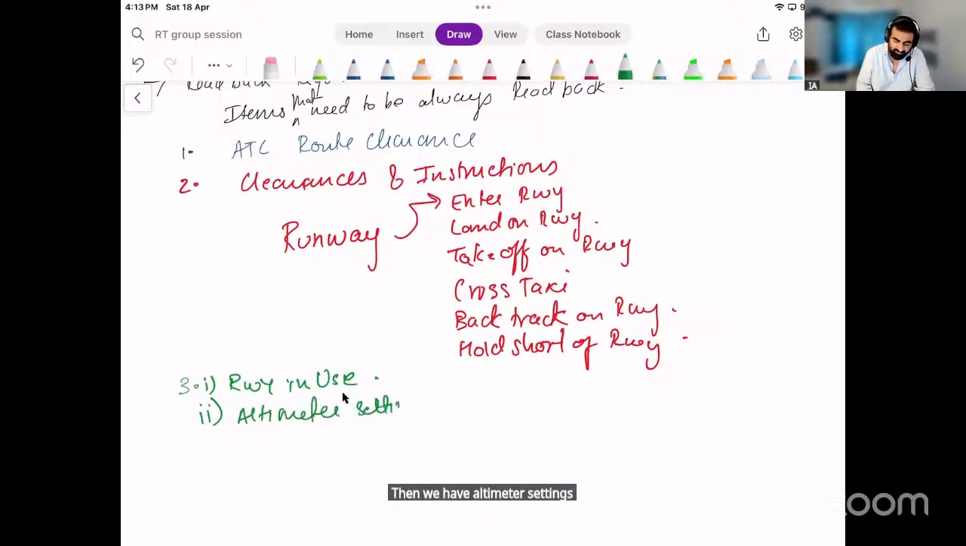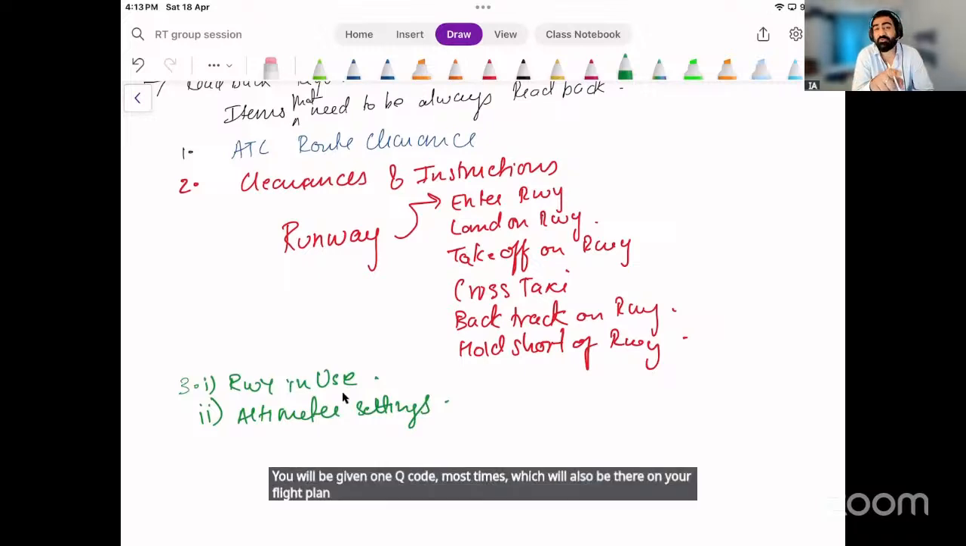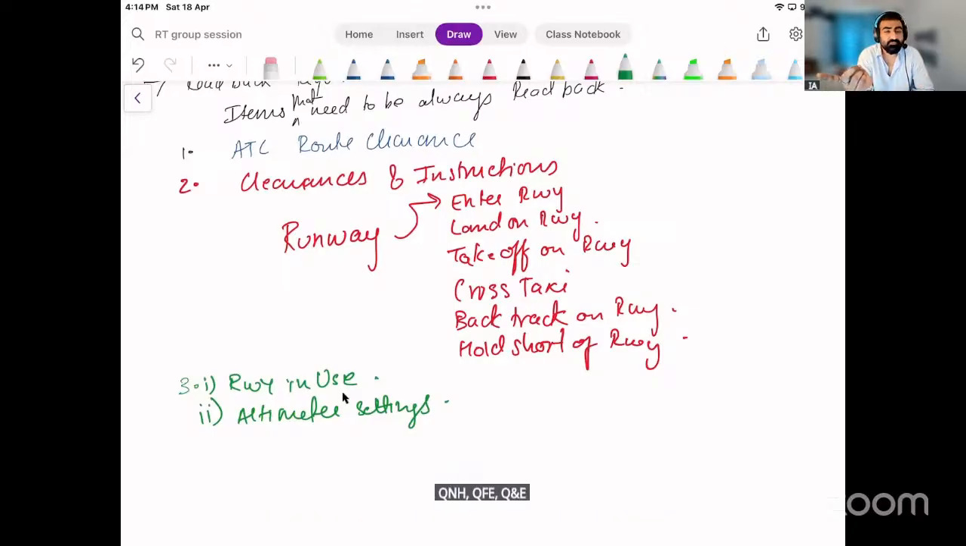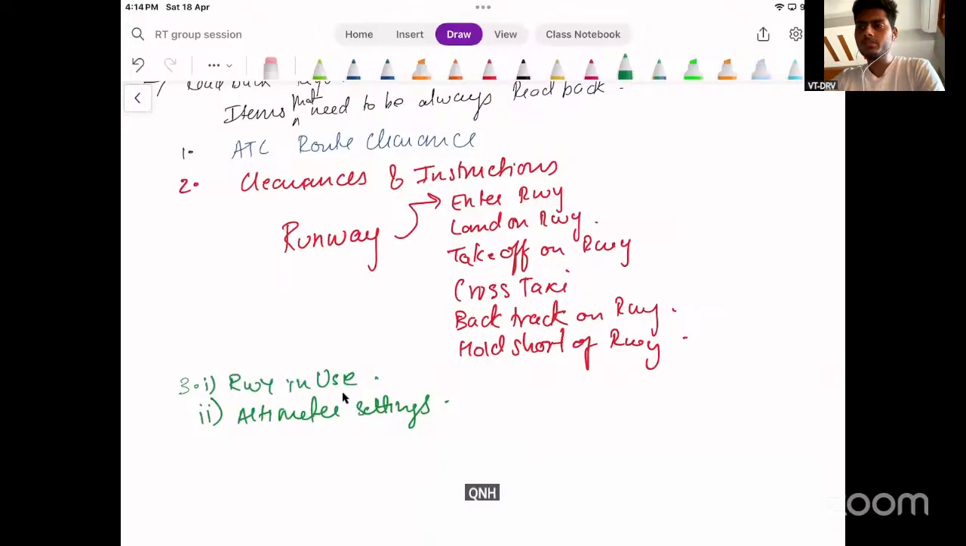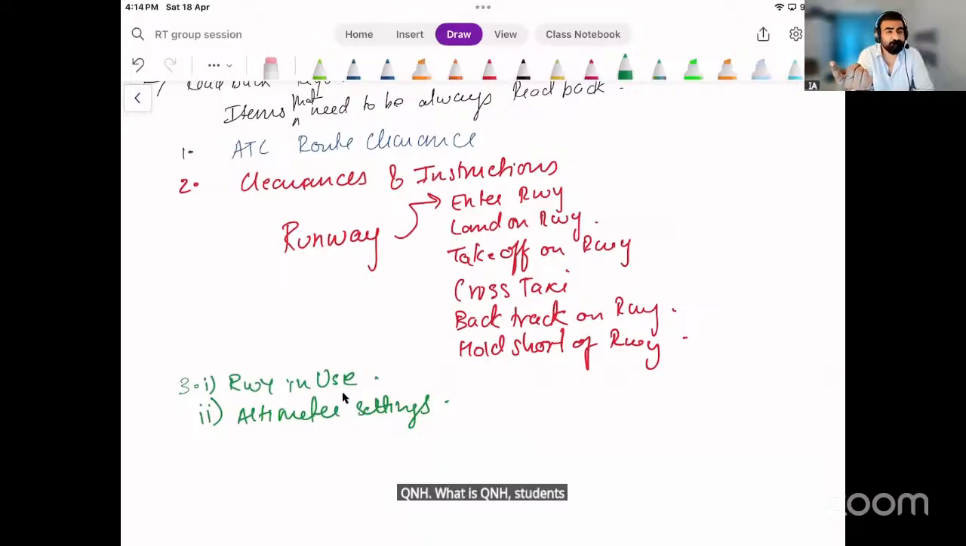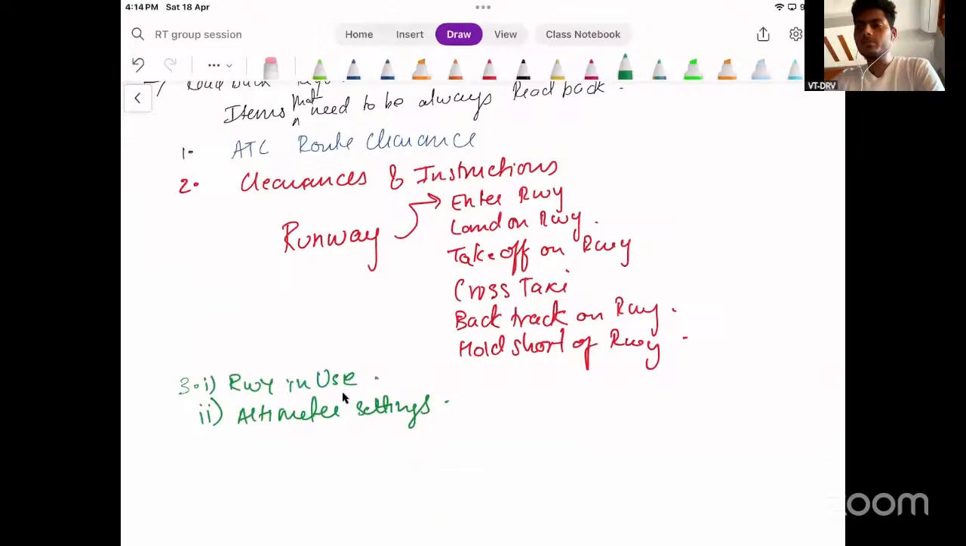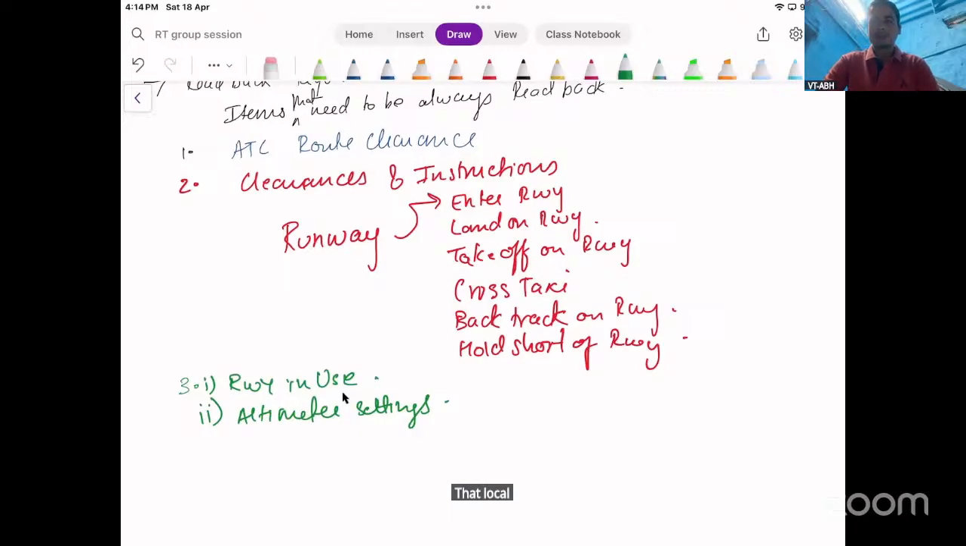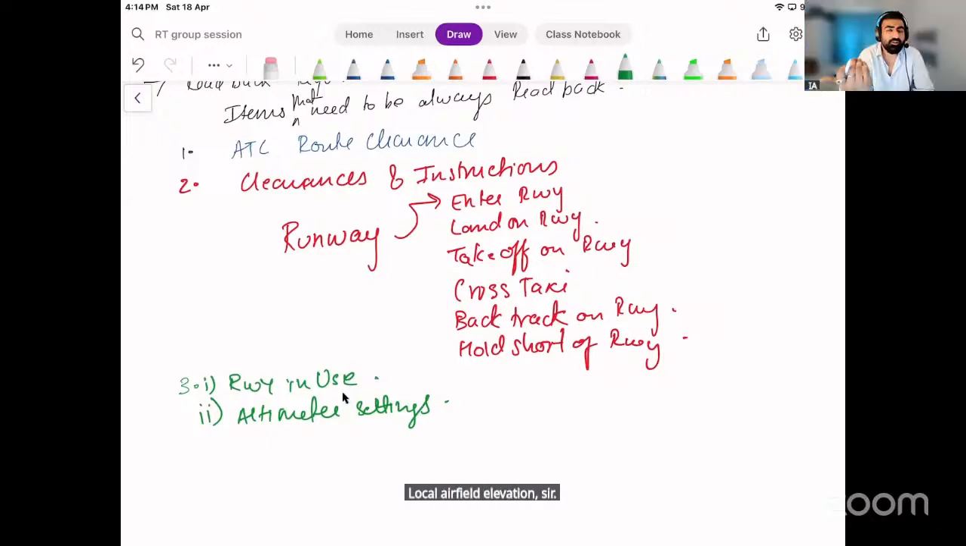You will be given one Q code most times, which will also be there on your flight plan. Can anybody tell me which Q code is it? QNH, QFE, QNE, QNH. QNH. What is QNH, students? What does it give me? Anyone? Field elevation? Sir, local airfield elevation, sir. Local airfield elevation. Is it correct?